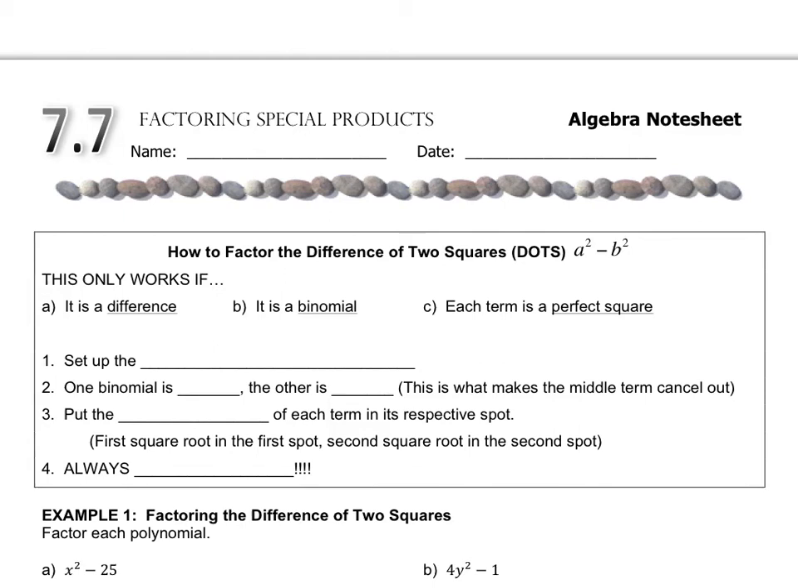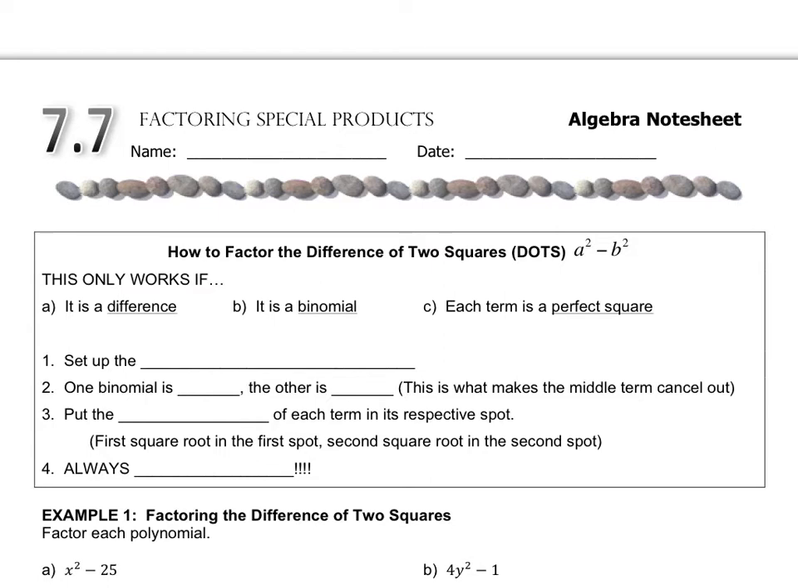In this lesson, we're going to look at another type of factoring. This one is called the difference of two squares. And the factoring that we're going to look at right now only works when all three criteria apply. It's a difference, which means there's subtraction. It's a binomial, and each term is a perfect square. When all of those three things happen, then we have this magical thing called the difference of two squares, and we can factor it using this form.